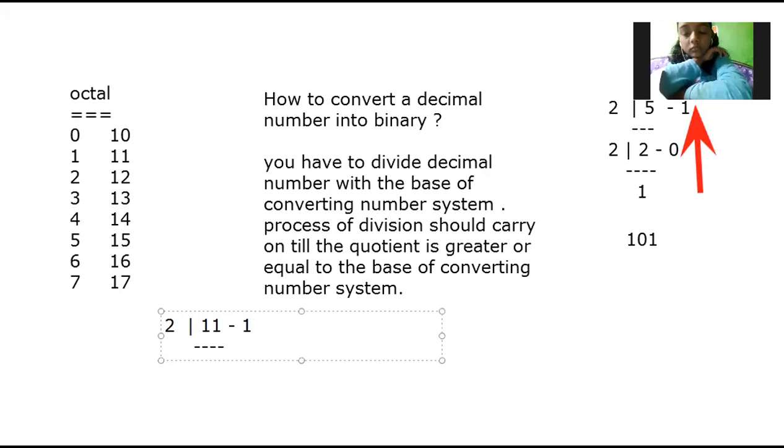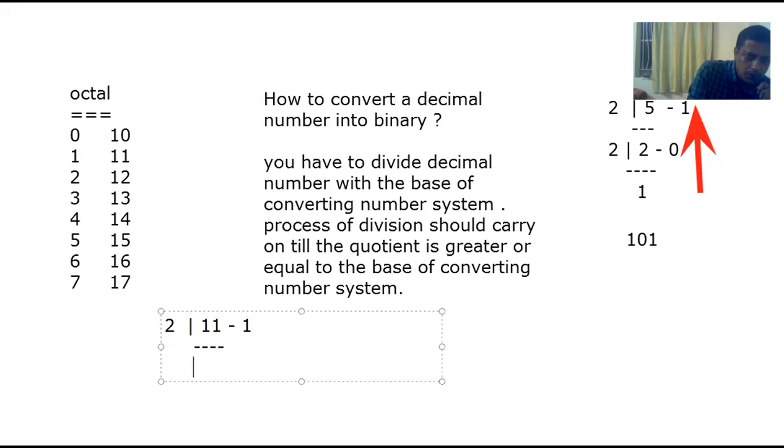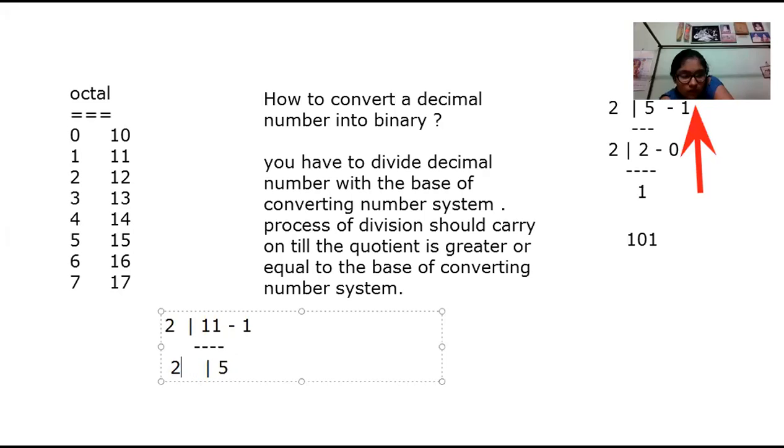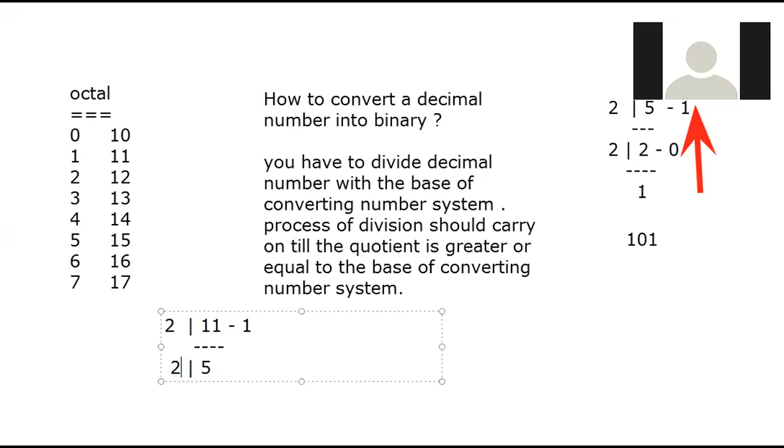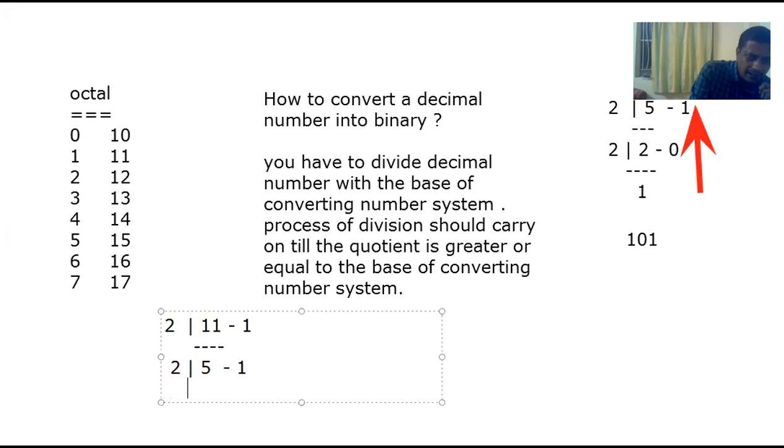And then I'll get the quotient. What is the quotient? It will tell me the quotient is 5. Here I try to divide the 5. Why will I divide the 5? Because the quotient is greater than or equal to the base, that particular condition is satisfied. So I will divide again, and I will get a remainder. What is the remainder I will get? It is 1. And then again I get a simple thing over here, which is a 2.